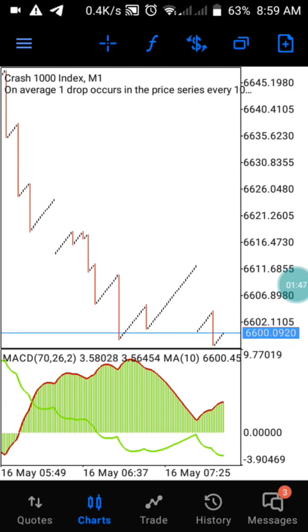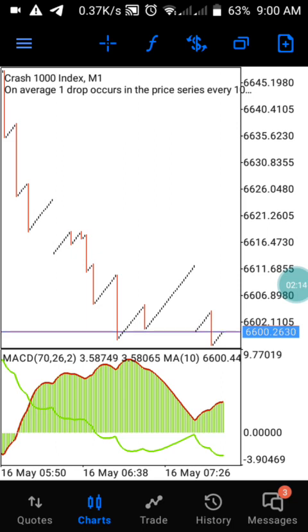So let me show you how this strategy works on crash 1000, 1 minute time frame. The important thing this strategy is for is to enter a long period of uptrend and a long period of downtrend. You can use it to catch a spike, and you can also use it to sell for a long period of time. As you know, in crash 1000 we sell in an uptrend, and we buy in a downtrend. I want you to see how this strategy works.